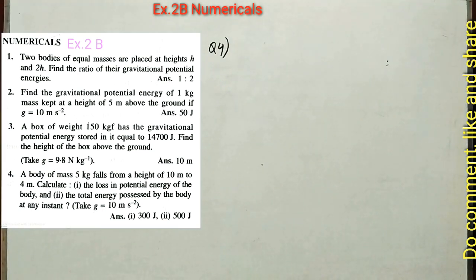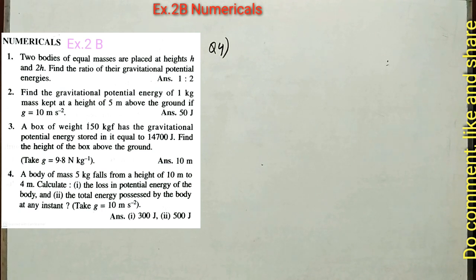Look at the screen and read the question. A body of mass 5 kg falls from a height of 10 meter to 4 meter. Calculate the loss in potential energy of the body. Second, the total energy possessed by the body at any instant. The value of g is given as 10 meter per second square.